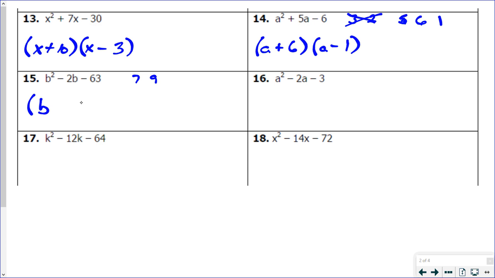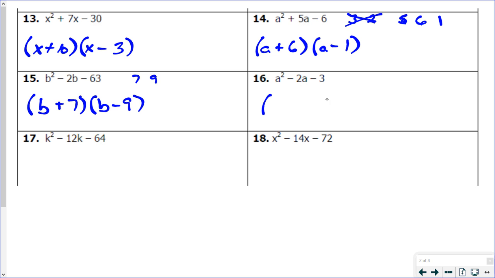So I have b and 7, b and 9. I want a negative answer here, so that means the bigger number needs to be the negative one. So negative 9 plus 7 is negative 2. Negative 9 times 7 is negative 63. Again, if this is a minus, I know the two numbers have to have different signs.